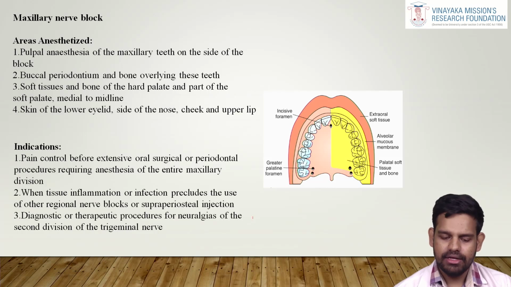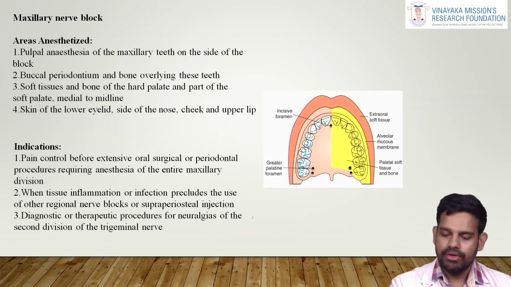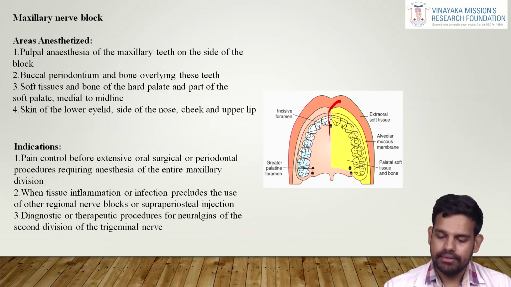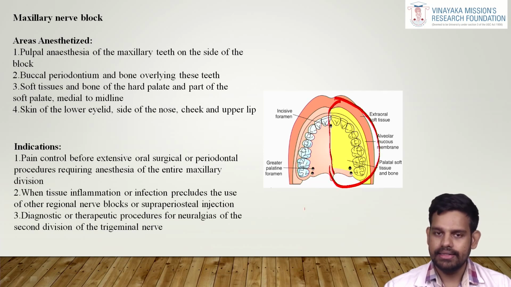The indication is the pain control before extensive oral surgical or periodontal procedures, when tissue inflammation or infection precludes the use of other regional nerve blocks or supraperiosteal injection. Diagnostic or therapeutic procedures, neuralgias of the second division of the trigeminal nerve. Here you can see the entire teeth, buccal and palatal soft tissue along with the teeth are anesthetized with the single injection of the maxillary nerve block.